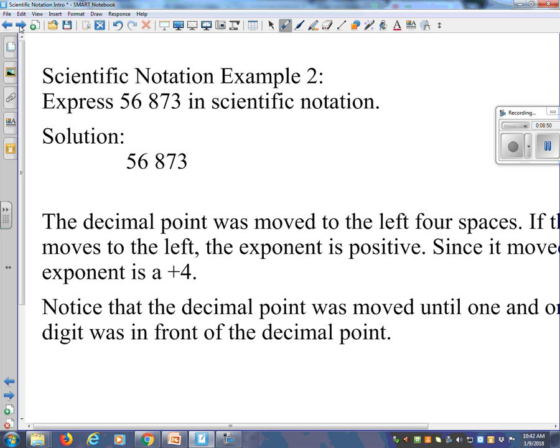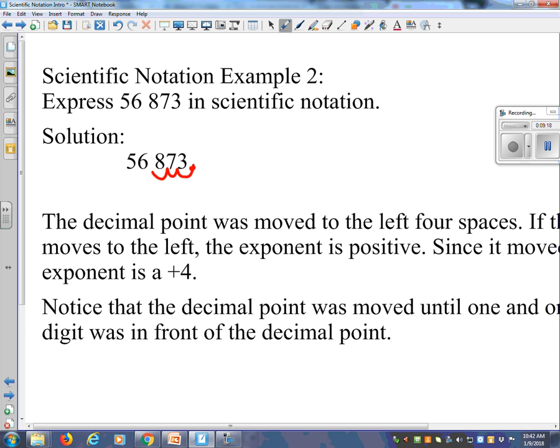Okay, here's a really big number. 56,873. Maybe that's the population of Brandon, about. Maybe Brandon's a bit bigger, I don't know. 56,873 in standard notation. So, here's how you do it. Where is the decimal point right now? Behind the 3. It's not shown. This time we're going to have to move it to the left.